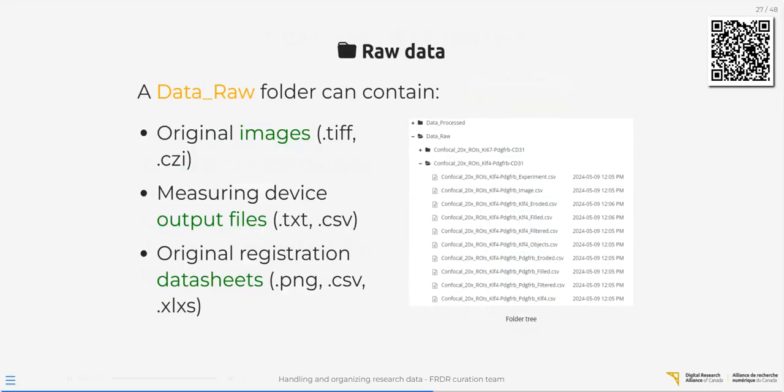The data_off folder is where you should store your original, unprocessed files. This can include original images, such as .tiff or .xi files. Also, output files directly from measurement devices, like .txt or .csv, or original registration datasheets in formats like .png, .csv, or .xlsx. Keeping your raw data separate and organized is essential for verification, reprocessing, or reanalysis.